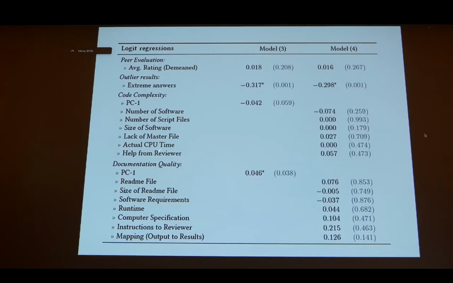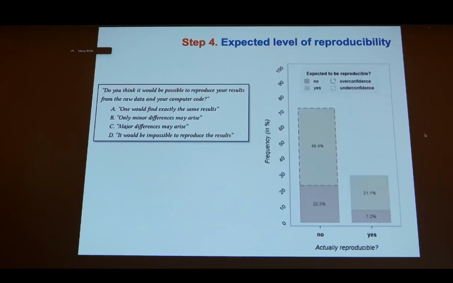We also have a strong negative effect of complexity with a p-value of 0.06. Document quality, all the effort that they spend is also useful because it's helping us to reproduce a higher level of reproducibility. My last 2 points are the following.